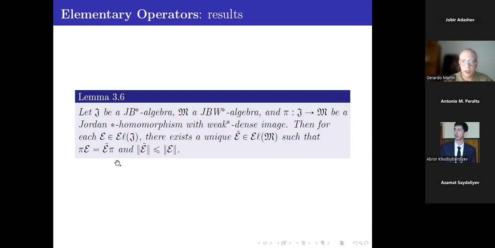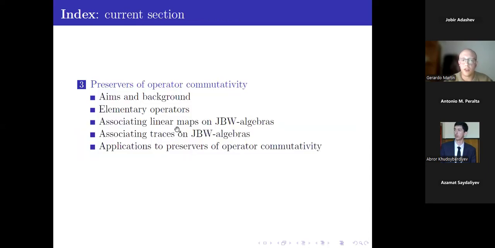Now, once we have these results, we start studying, first of all, associating linear maps on GB-star algebras, associating traces on GB-star algebras, and finally, applications to preservers of operator commutativity.